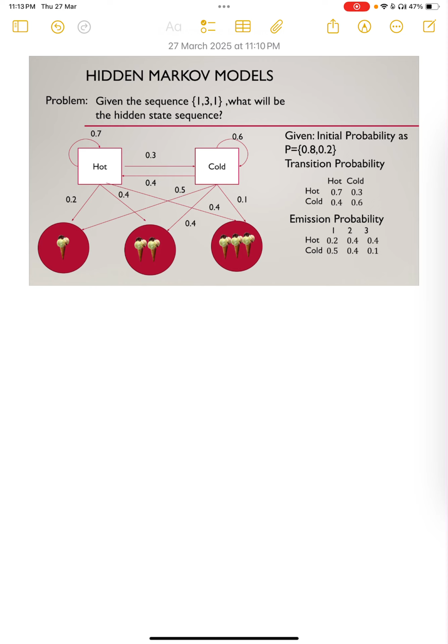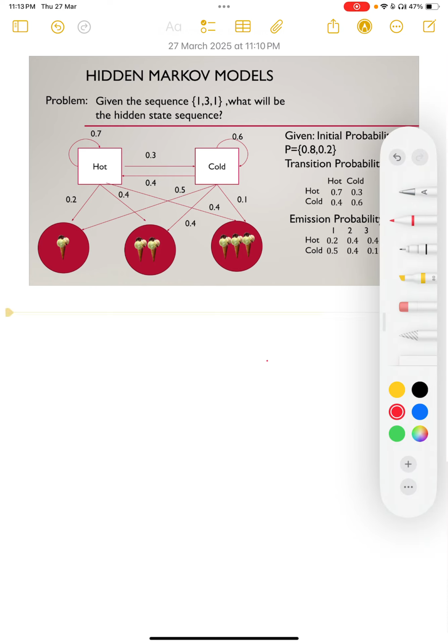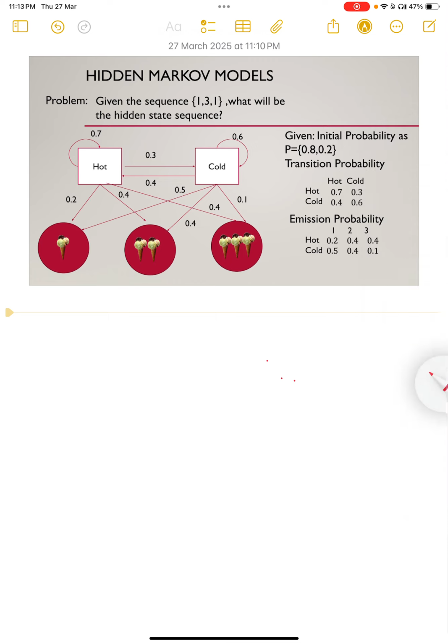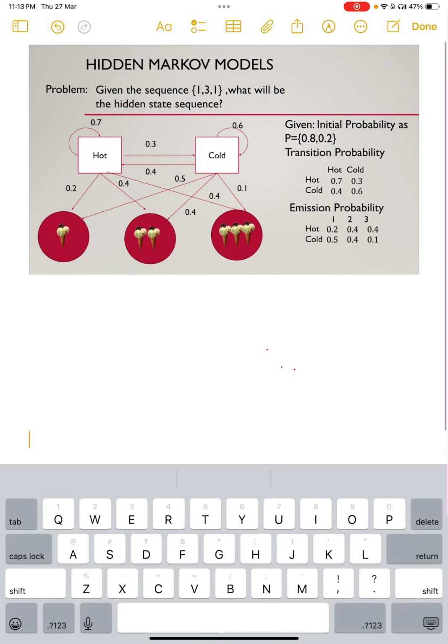Viterbi algorithm, the same problem, how you can effectively solve it using the Viterbi algorithm. You'll be drawing a trellis diagram.